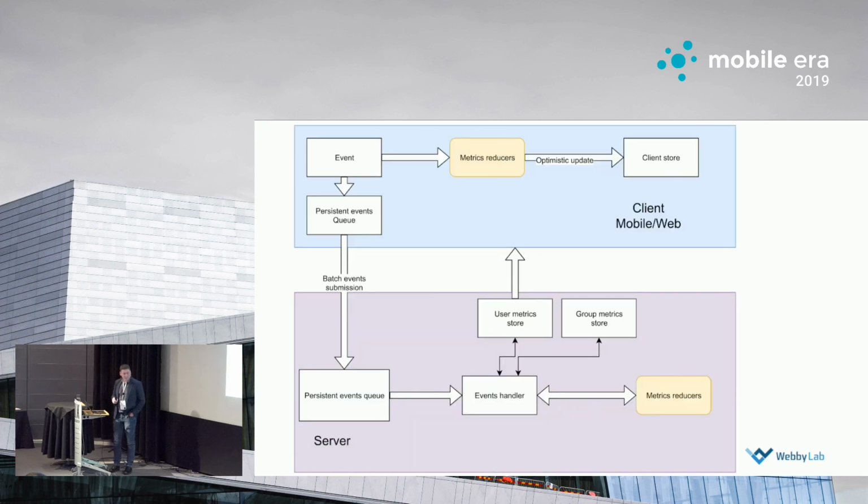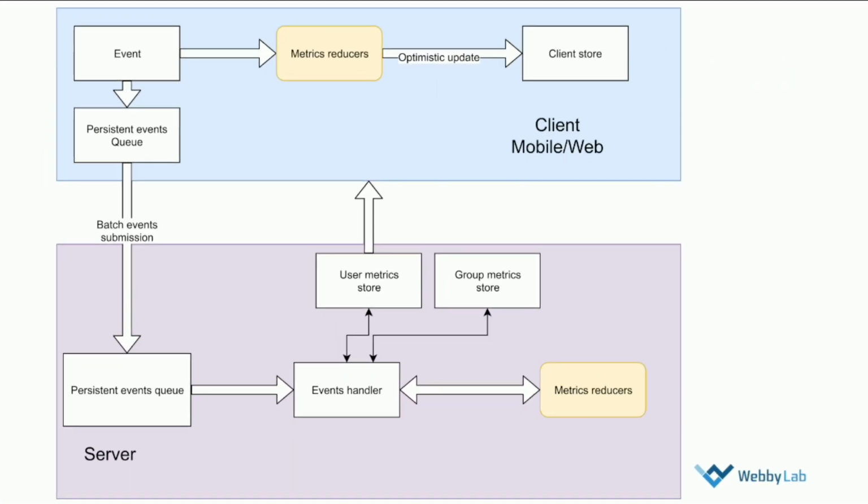Okay, so it should be easier to understand with this diagram. On top we have the client, mobile and web applications. On the bottom we have the server. We have an event in the upper left corner, and what we see is that we send these events to the metric reducers. Then we update our store, and that's it. It's the standard way Redux works.